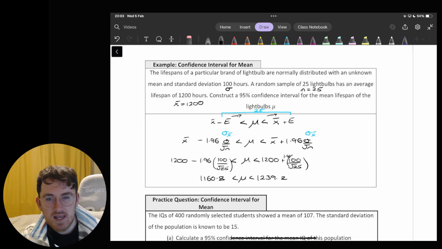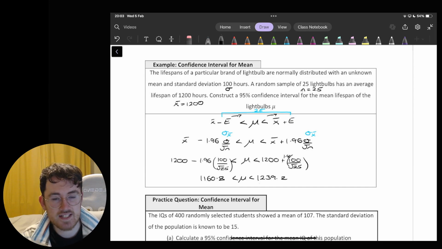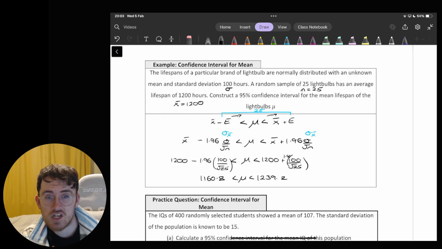If we consider the sample of 1200, we're allowing ourselves in or around 40 either side there, which seems quite reasonable really for a margin of error, given that the lifespan's quite large and our sample is actually quite small relatively. We're only looking at 25 light bulbs.